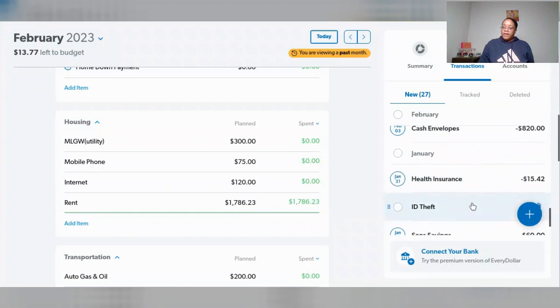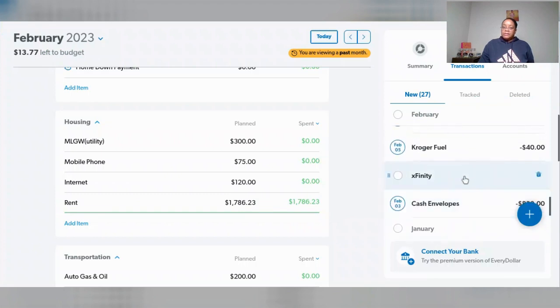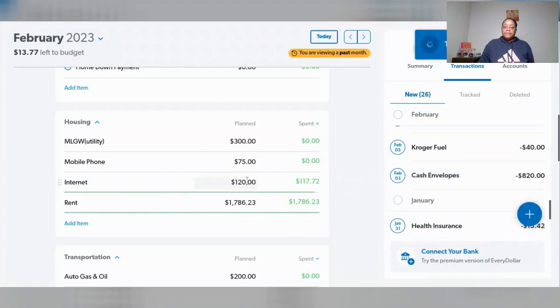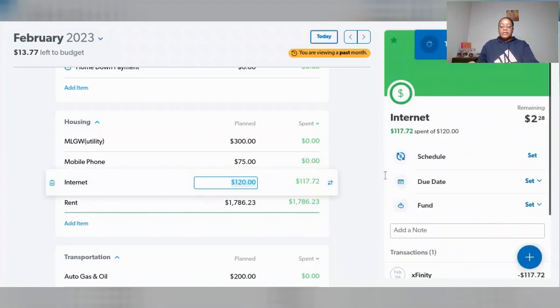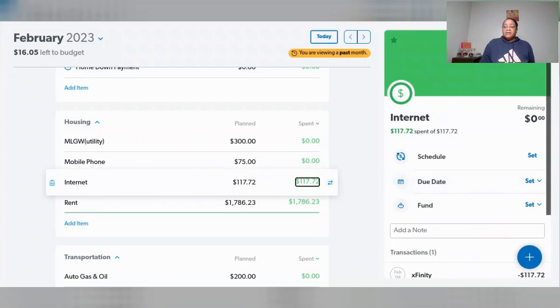Now I'm also going to find my internet. That's $117. And I have been looking to see if I can find anyone else who offers internet in this area. And so far, so good. I haven't found another company in this area.